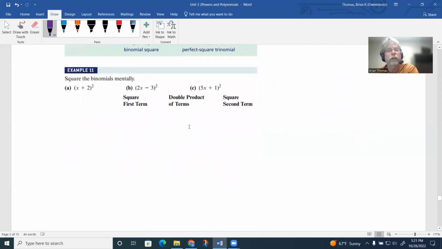So notice how if we have x plus 2 squared, our strategy is just square the x. So x times x is going to be x squared. Our next move is when you multiply the first term into the second term, and then you double it. So 2 times x would be 2x, but if you double it, that's going to be a 4x. And then if you square the last term, 2 times 2 is going to give me the 4. That's going to be my three terms. So x squared plus 4x plus 4 becomes the answer.